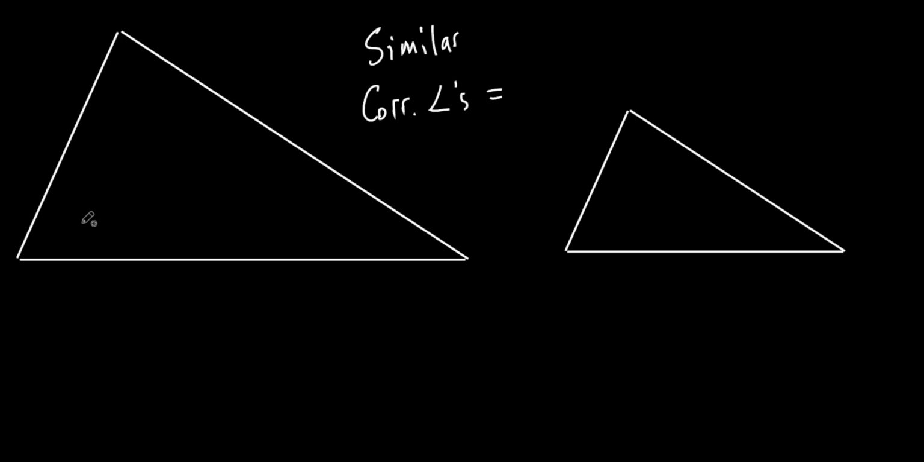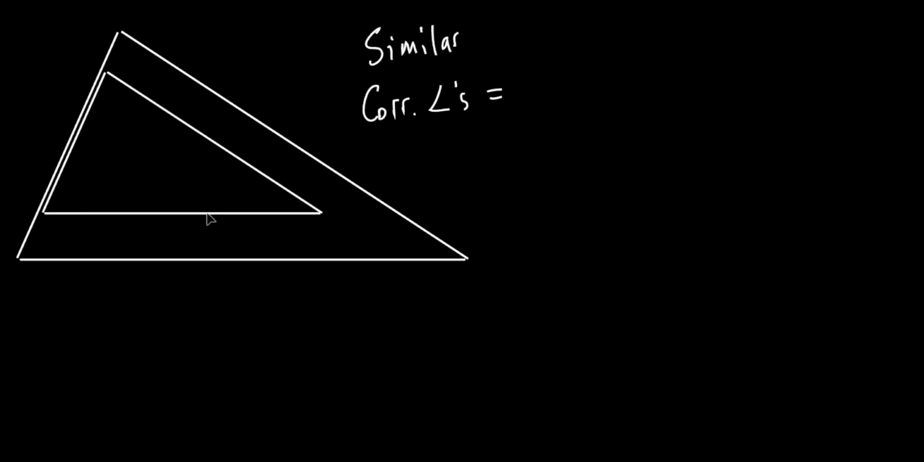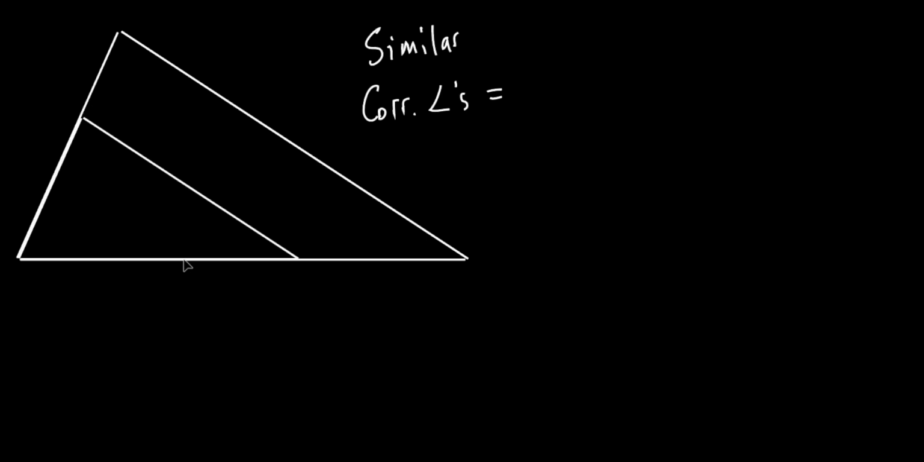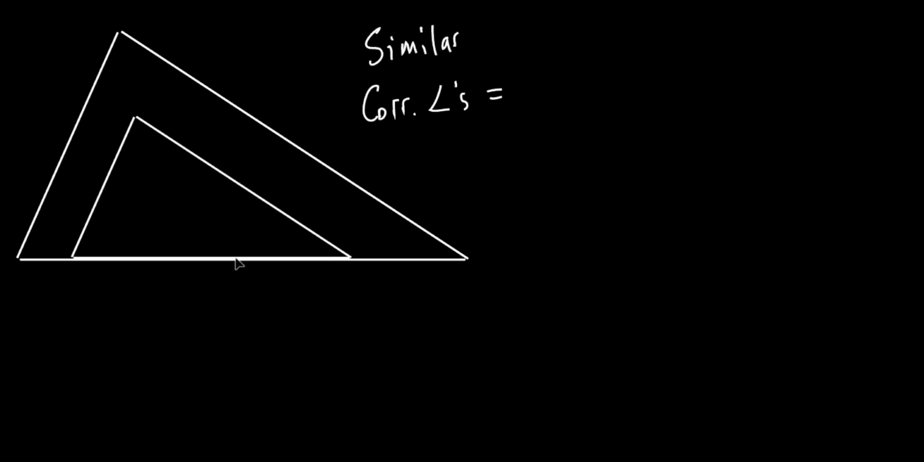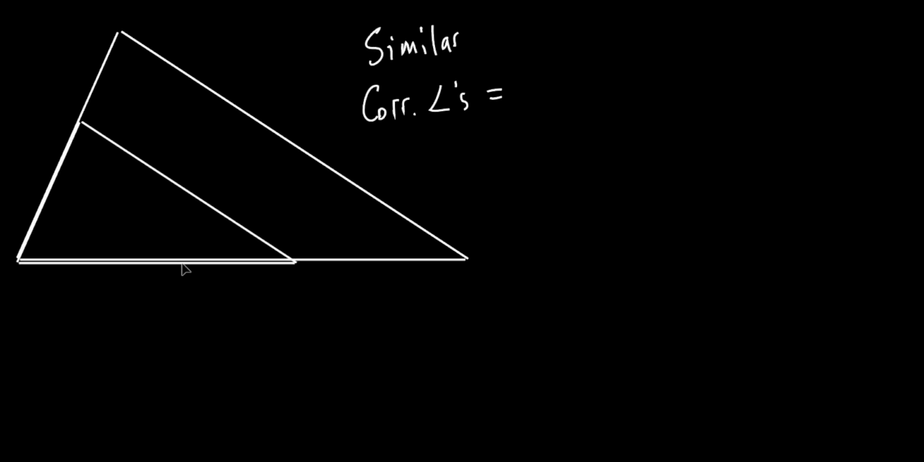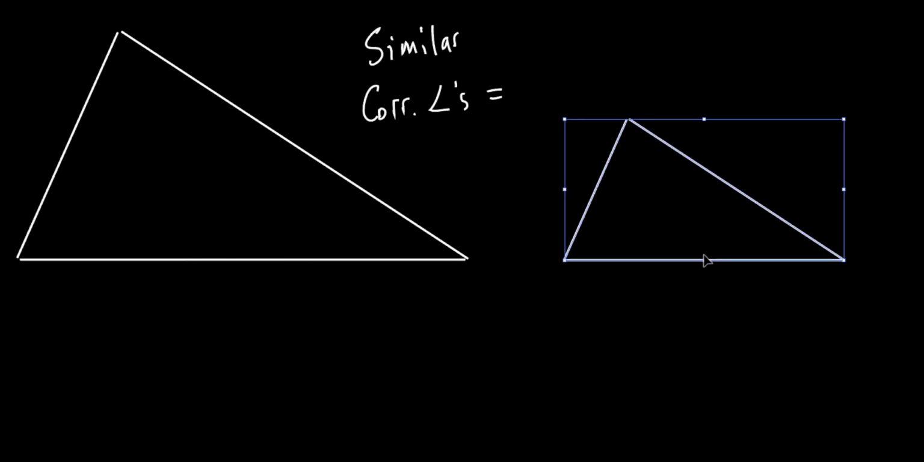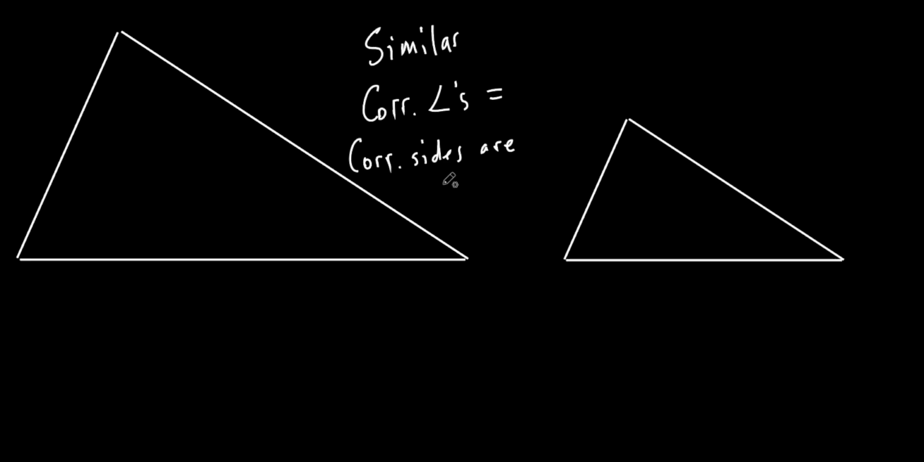But are the corresponding sides equal to each other? I mean, you can see right now that there's no way. See that left side and the left side? The one on the left is way bigger than this one right here. Everybody see that? So the sides are not equal to each other, but the corresponding sides are, I'll put, here's a word, proportional.